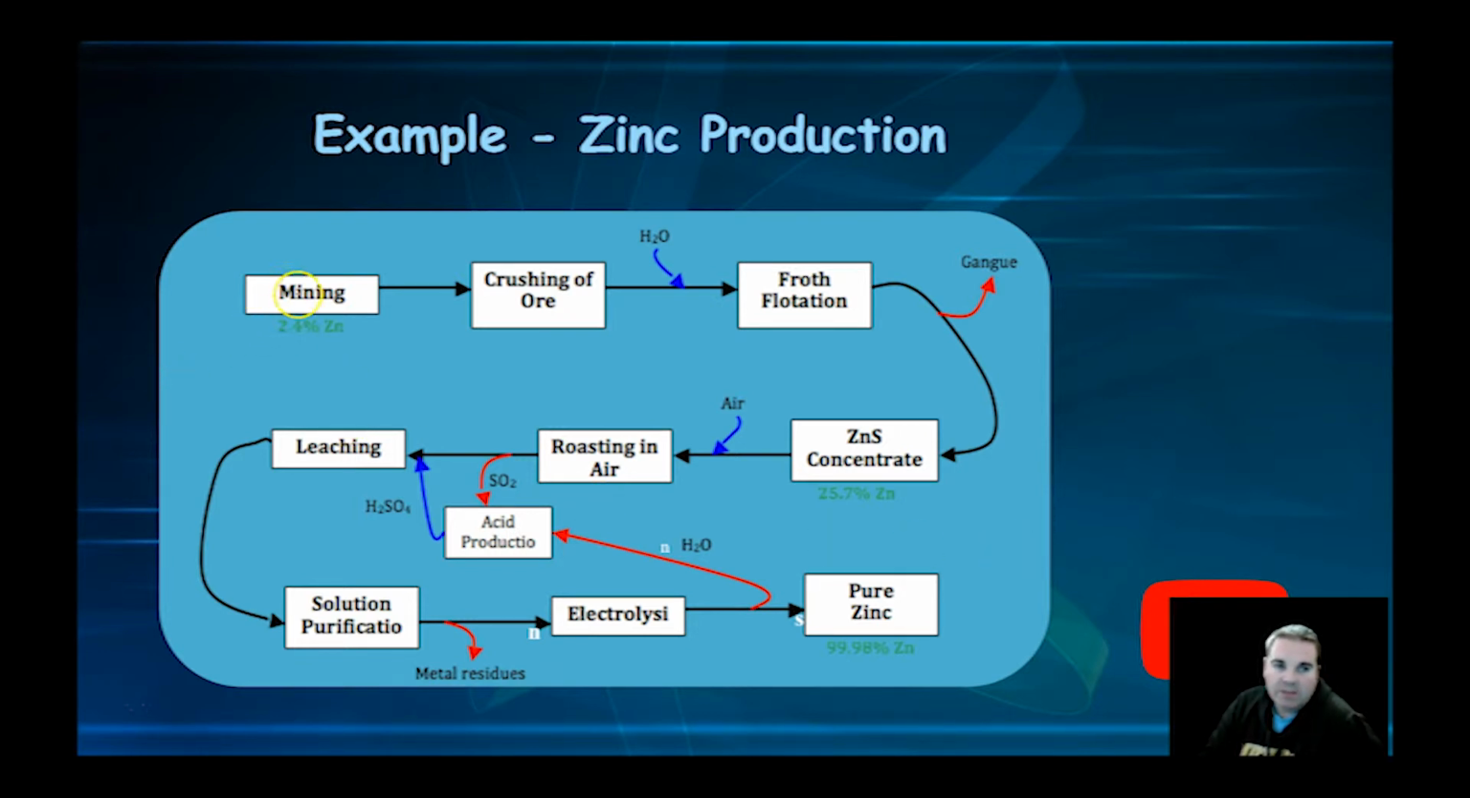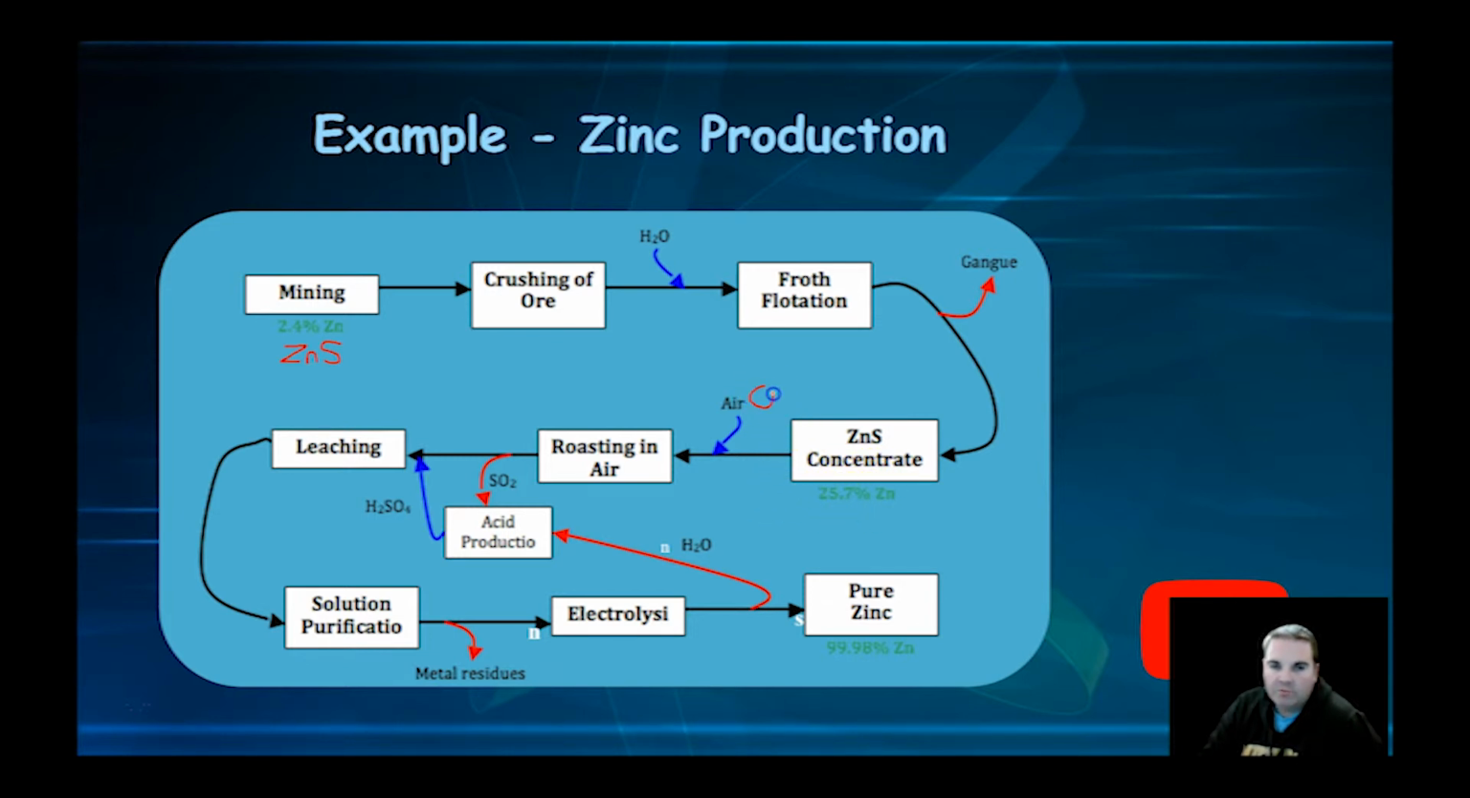So basically you can see here we mine it. When we mine it, we're mining zinc sulfide, and that's got about 2.4% zinc in there. We crush it to increase the surface area. We dissolve it in water and do froth flotation, which gets rid of all the waste material. And you can see we've now got a zinc sulfide or zinc blende concentrate of about 25.7%.